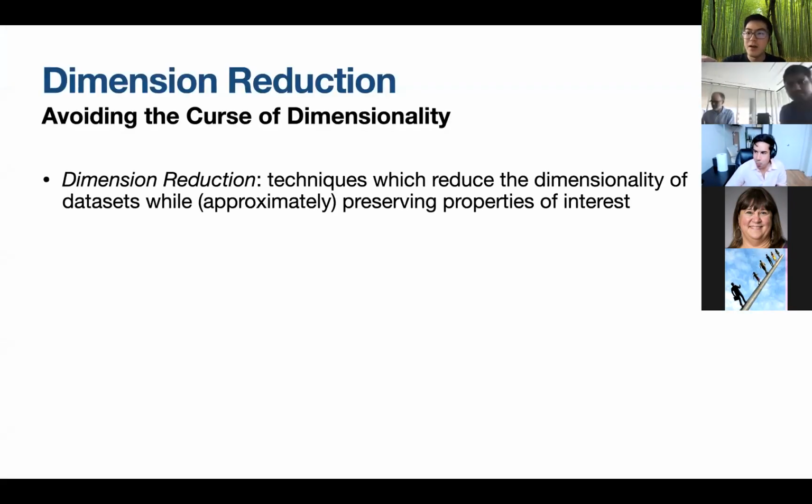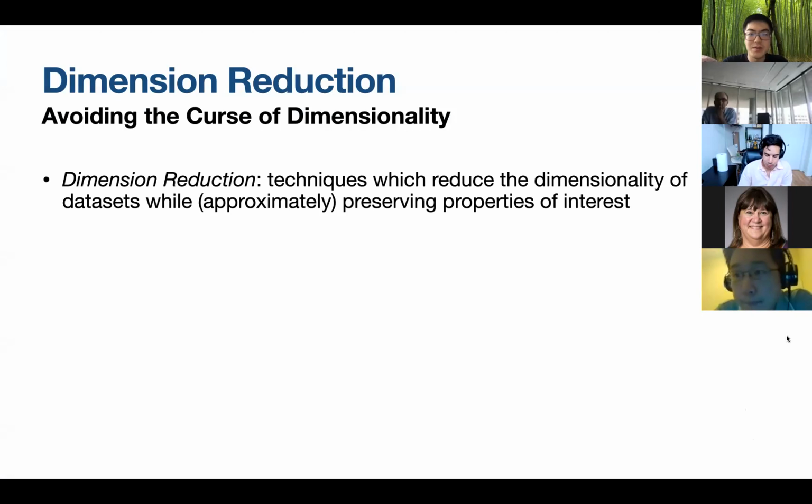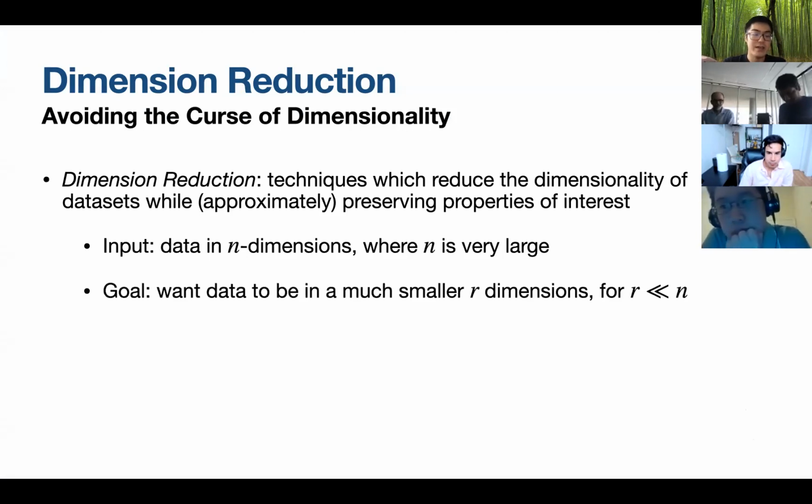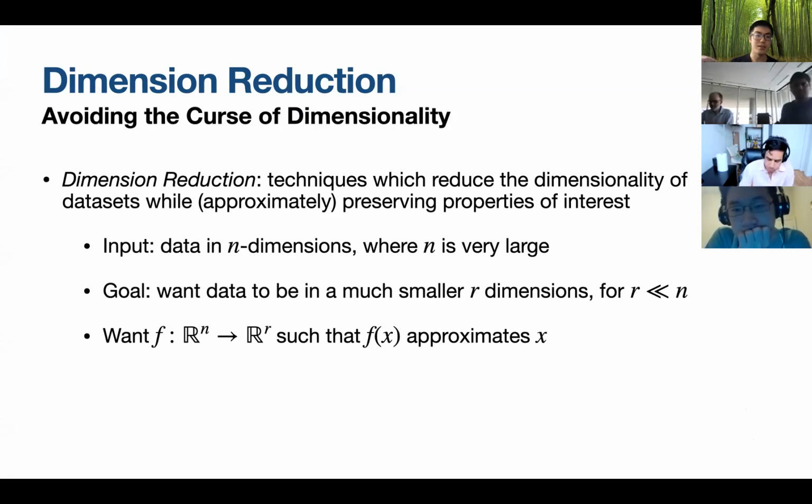Okay, so the main topic of this work is going to be on dimension reduction, which is essentially a set of techniques which allow one to reduce the dimensionality of data sets while approximately preserving their properties of interest. To specify this a bit more precisely mathematically, we're going to think of having an input of data in n dimensions, where n is very large. And what we want to do is pretend like this data set is in a much smaller R many dimensions, where R is much smaller than n. In order to do this, what we want is a map F, which maps from n dimensions down to R dimensions, such that f of x will approximate x. So this is kind of the goal.